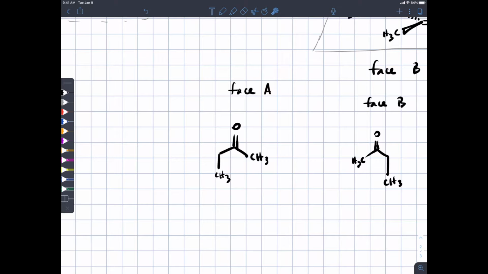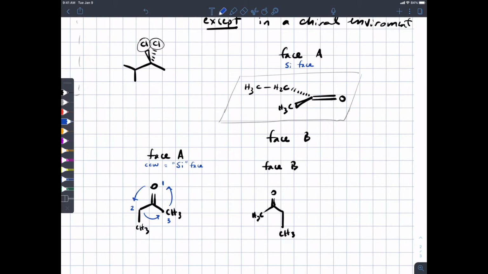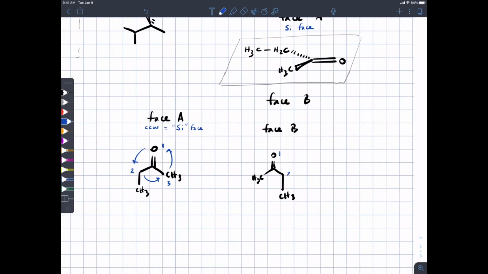What you do is you assign priority to the three groups attached to the sp2 hybridized carbon. Oxygen's 1, the ethyl group carbon is 2, the methyl group is 3. That's counterclockwise, going from 1 to 2 to 3, and so we call that the psi face, S-I. I didn't make this stuff up, I'm sorry. So this is the psi face of the ketone, and 1, 2, 3 clockwise, this is called the re face.